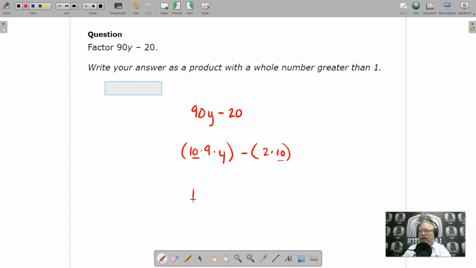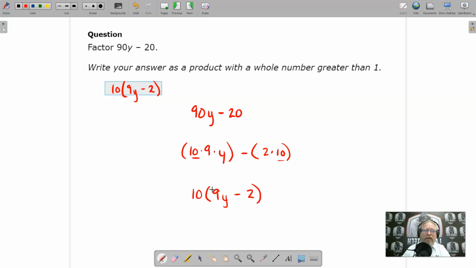So let's go ahead and pull our 10 out. And what does that leave us? Well, here we're left with 9 times y and a minus sign. And what are we left with here? We're left with a 2. So it's going to be 10 times the quantity of 9y minus 2.